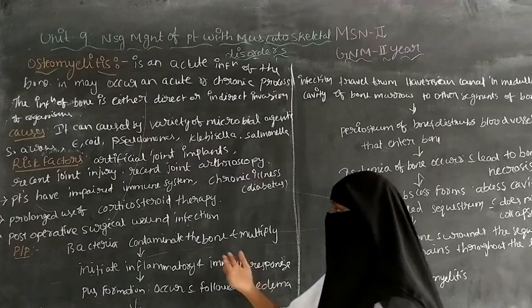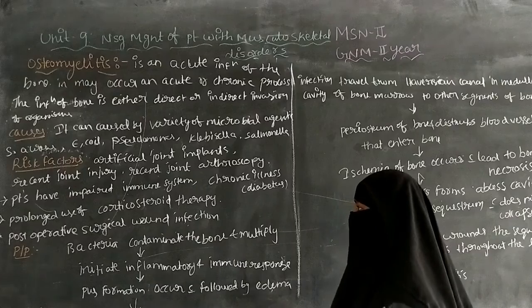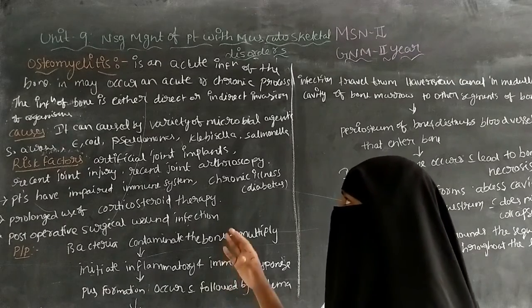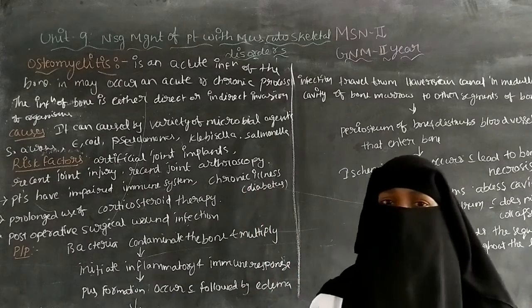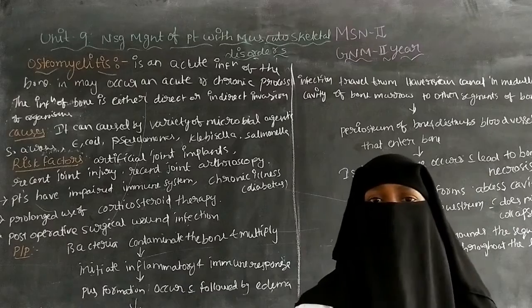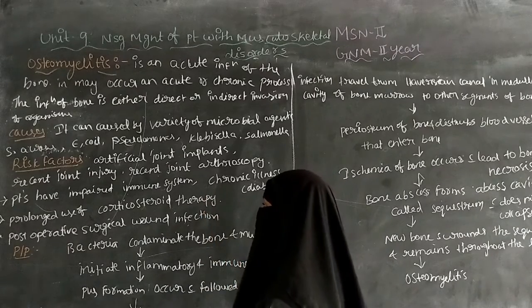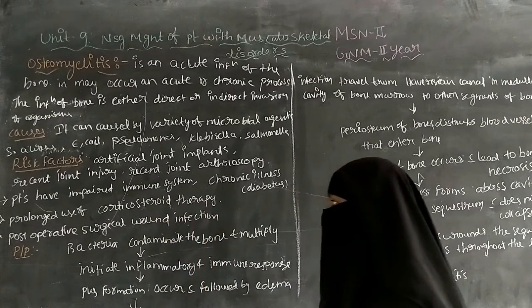So the patient will have an impaired immune system. Because of the impaired immune system, there is a risk of osteomyelitis. And the next one is chronic illness. A diabetic patient has a greater chance of getting osteomyelitis.